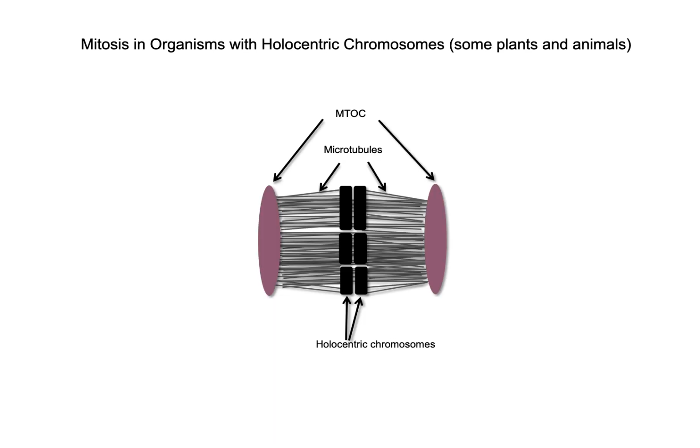There are some plants and some animals also that have holocentric chromosomes, so they don't have a centromere, but they're attached along their entire length to the microtubules by kinetochore-like proteins. So they're pulled pretty much in parallel to one another, apart to each of the poles of the cell.